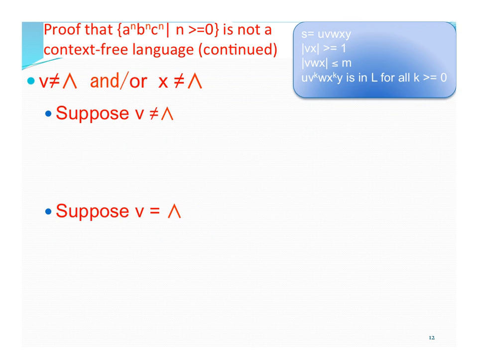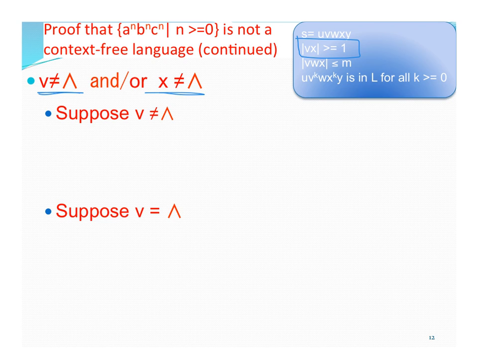So here's what I've got in my proof so far, and I'm going to kind of break it down. I can tell you for sure either V doesn't equal lambda, or X doesn't equal lambda, or maybe both of them don't equal lambda. How do I know that? Because I know that when I squish them together, the length is greater than or equal to 1. So at least one of them is not lambda.